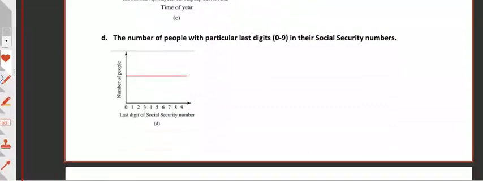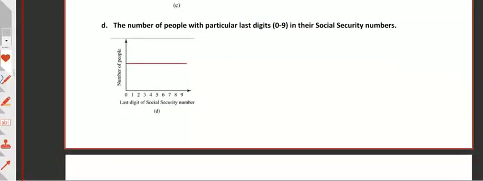Another set of data: the number of people with a particular last digit, 0 through 9, in their Social Security number. If I took a lot of people and asked, what's the last digit of your Social Security number, that type of distribution would end up being flat. There would be no peak, no high points. It would just be a flat distribution. When you have a distribution like this, where every value has the same chance of being chosen as a last digit, this is called a uniform distribution.